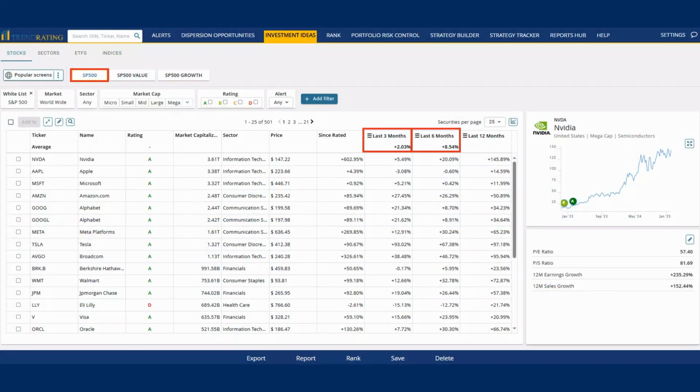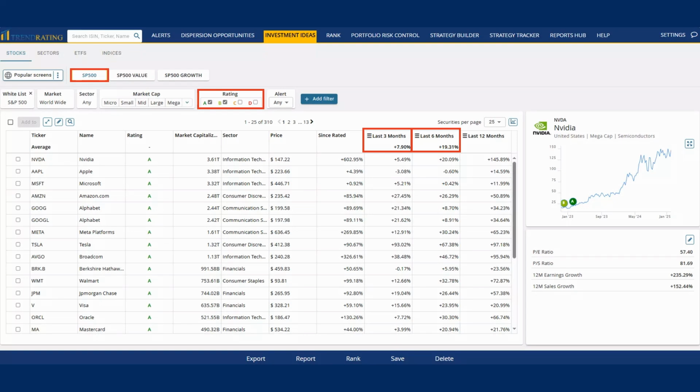Let's analyze the S&P 500 investment universe, for example. Let's calculate the average return of all the components over the past 3 and 6 months. We can see that over the past 3 months, these securities have recorded an average performance of plus 2% and plus 8.5% over the past 6 months.